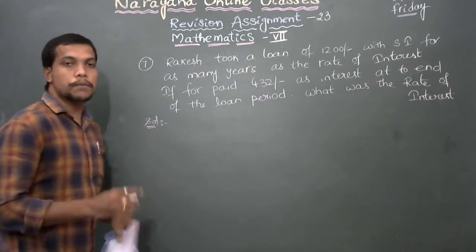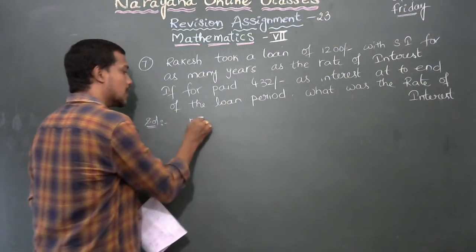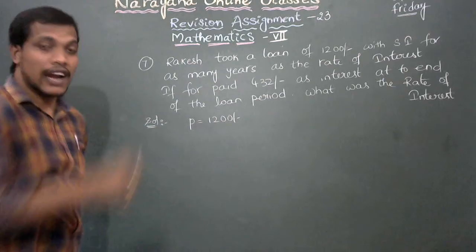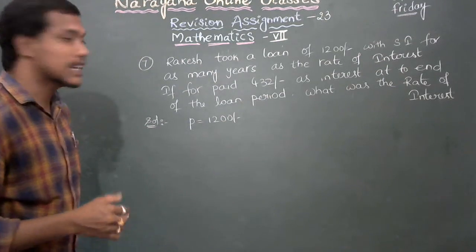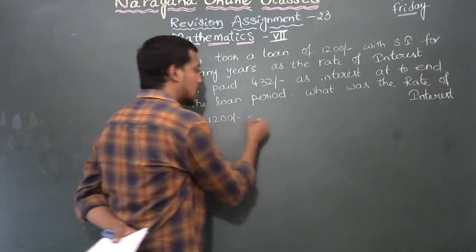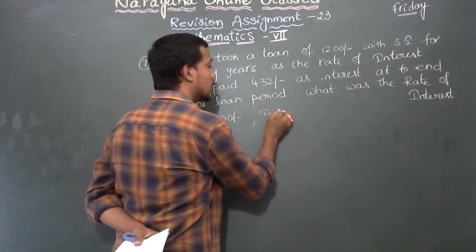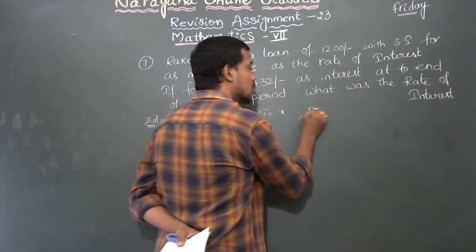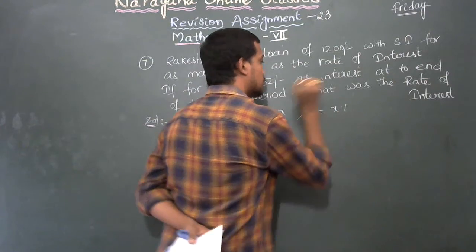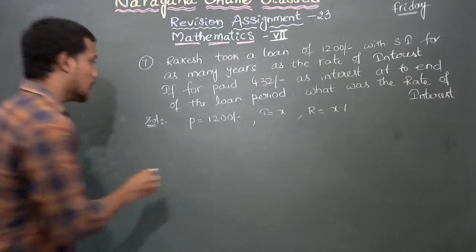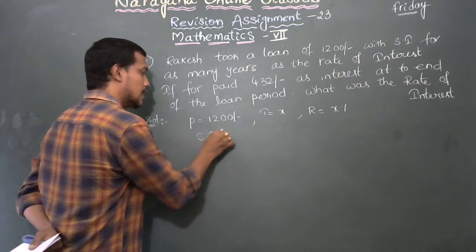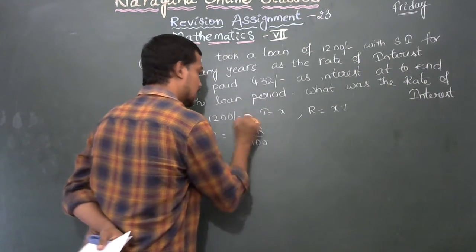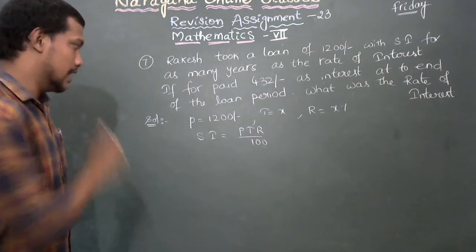So here given principal, P equals 1,200 rupees. We don't know the time, so I'm taking time equal to x. We don't know the rate of interest also, so R equals x%. So now SI equals PTR by 100.